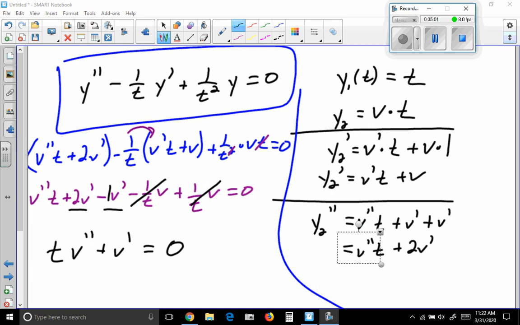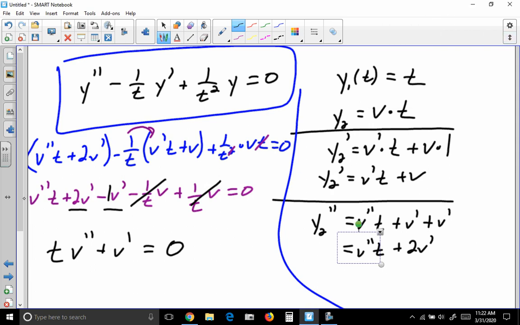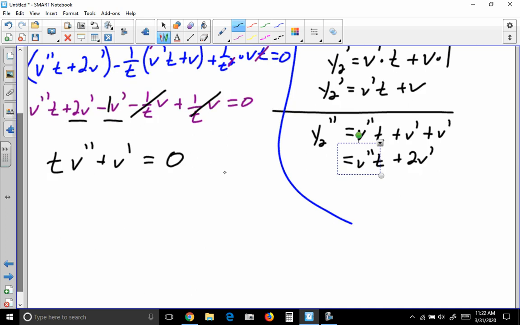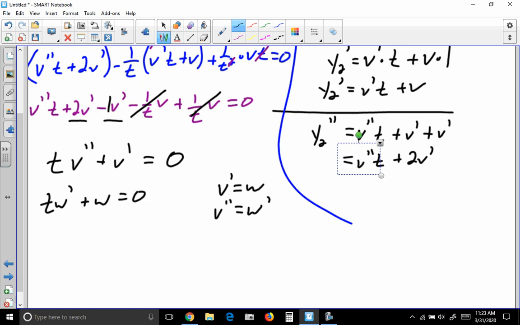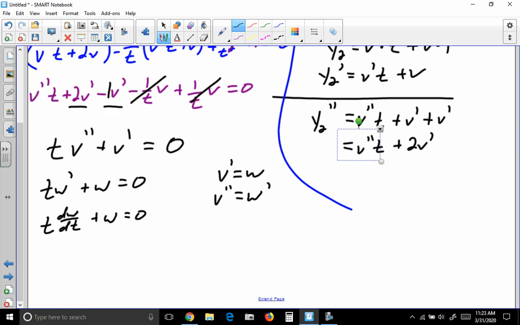So let's make a substitution to simplify this to a first order differential equation. As we did in the derivation, let's replace v prime with w, and therefore v double prime with w prime. So we get t w prime plus w equals 0, keeping in mind that w prime is dw over dt. So we should be able to separate this and integrate this.